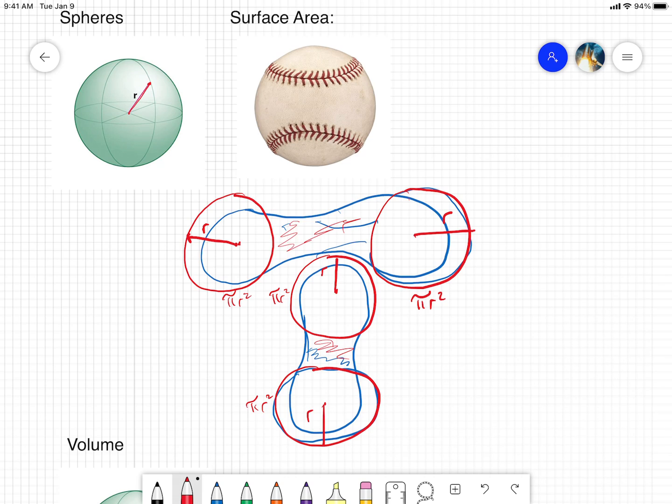Well, how many great circles are there? And what's each one of their area? Pi r squared. They're all congruent, right? So the surface area for a sphere is always going to be 4 pi r squared. Okay. And again, I know that may not make the most sense, but this is one of the better ways I can visually show you guys this.